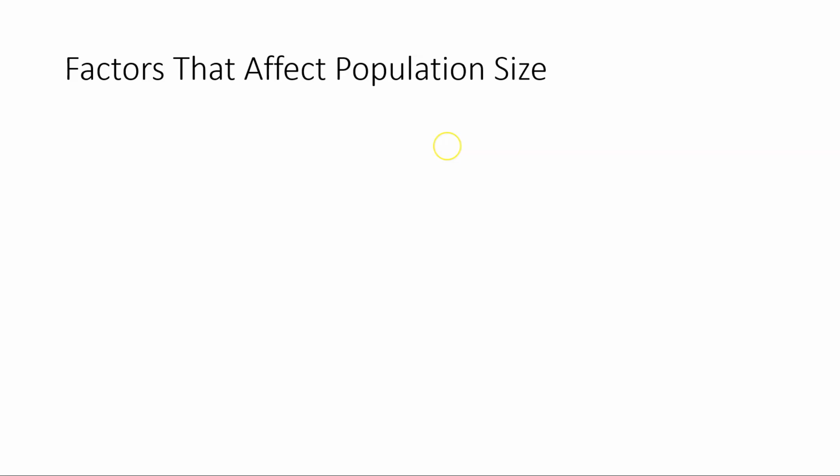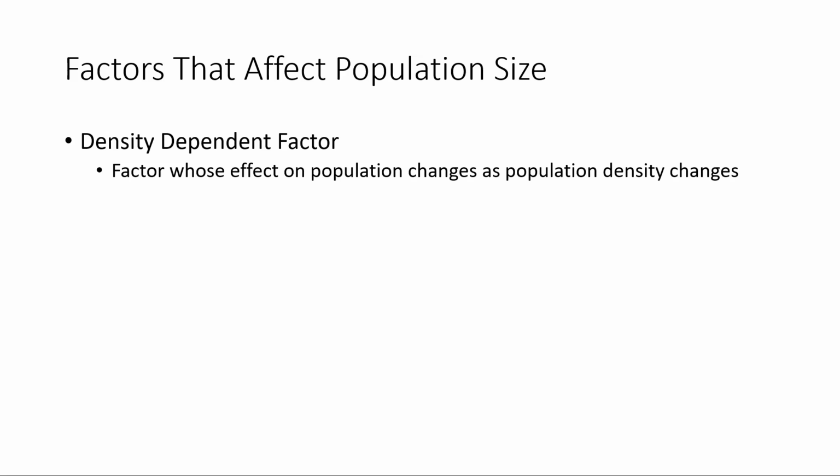Okay, so some factors that affect our population size, and this is going to be some important vocabulary for us. Number one are what we call density dependent factors, and these are factors that impact our population size that change or increase based on how dense the population is. So predation, for example, and disease and competition, they all become more and more pronounced the bigger a population gets in a certain area.